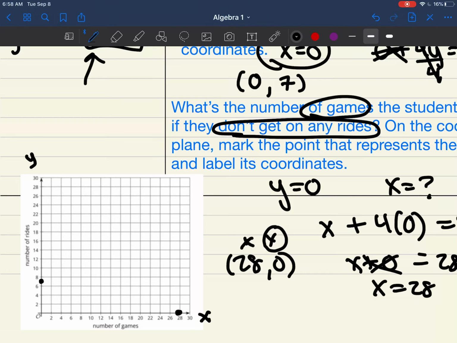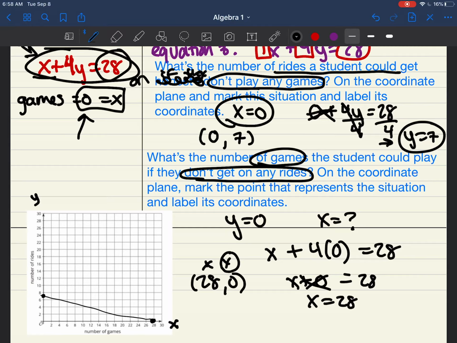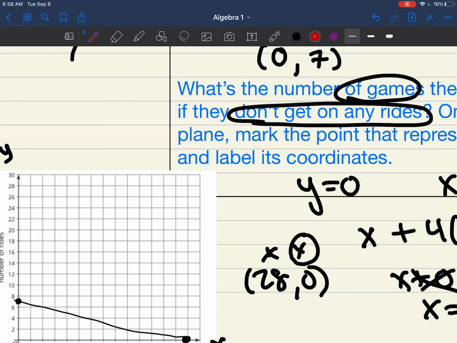All right. So then we can connect this line the best we can. So it's a pretty shallow slope. So really what we found here is some intercepts. And this is really important. This would be our y-intercept, and its coordinates are 0, 7. This would be our x-intercept. It's where it intersects the x-axis, and it is 28, 0.